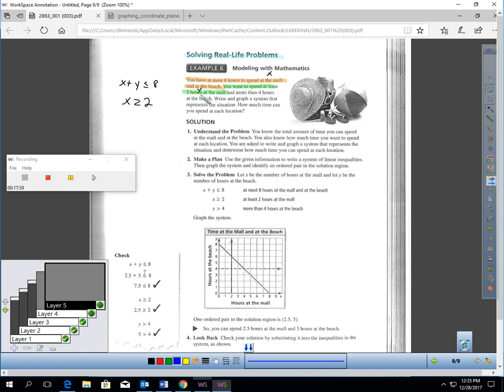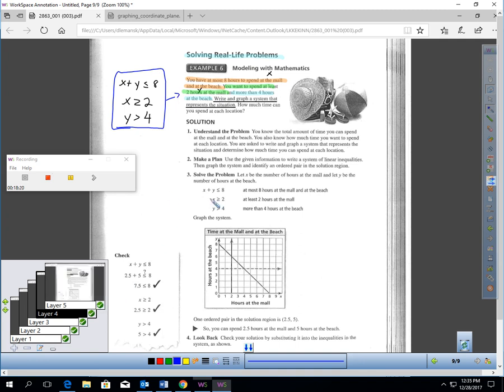You want to spend at least 2 hours at the mall. So x has to be greater than or equal to 2. You want to spend more than 4 hours at the beach, so y has to be greater than 4. So you notice I just wrote a system of inequalities to describe this. They now want me to write and graph a system that represents the situation. I already got the writing down. It's here. Let's graph it.